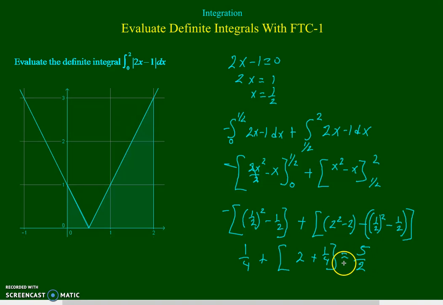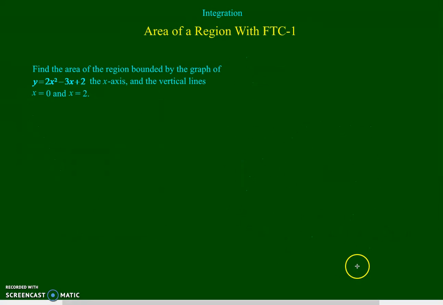Alright, now let's move on to another example. In this example, we're supposed to find the region bounded by the graph of this function, the x-axis, and the vertical lines x equals 0 and x equals 2.